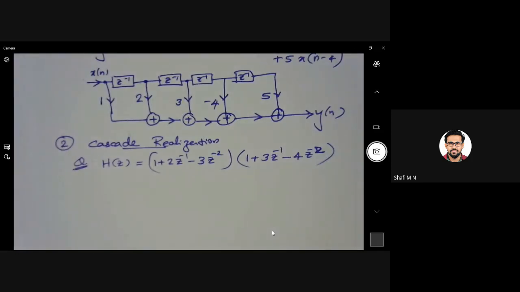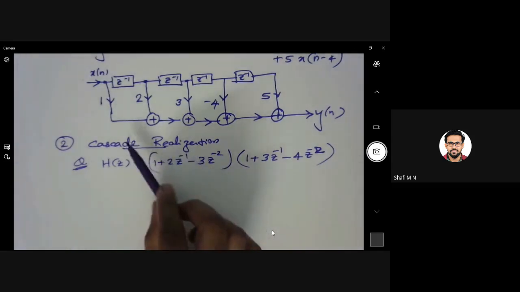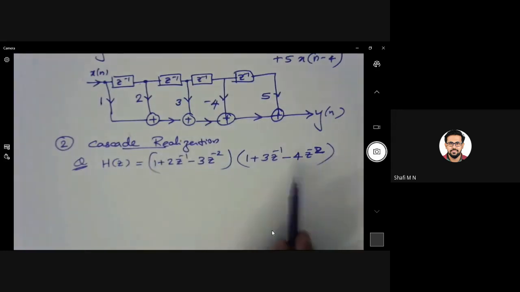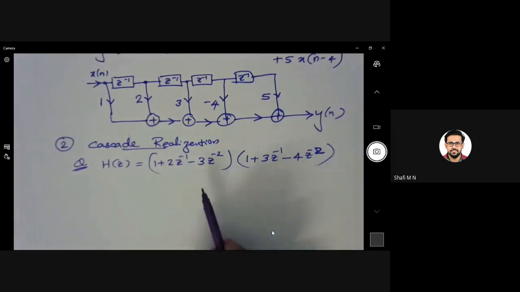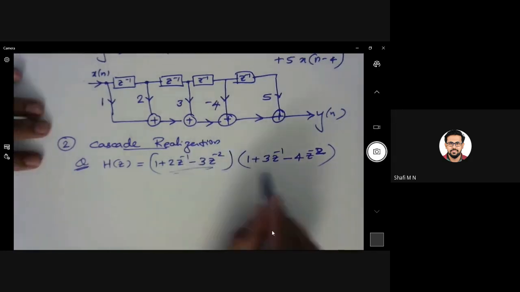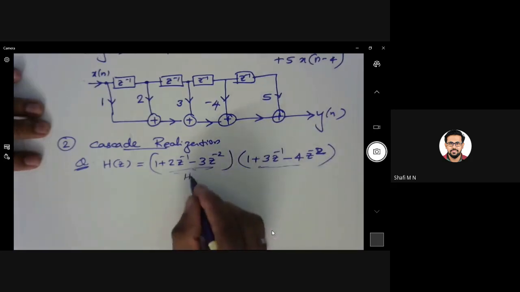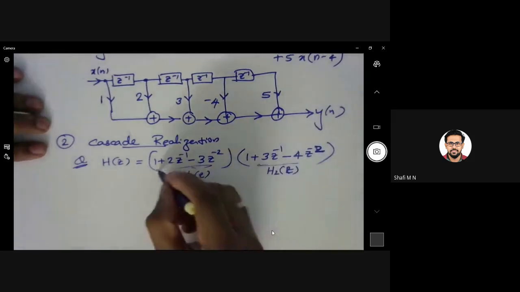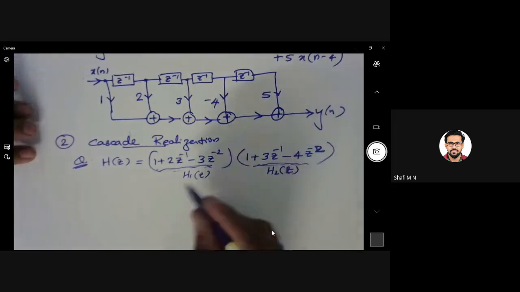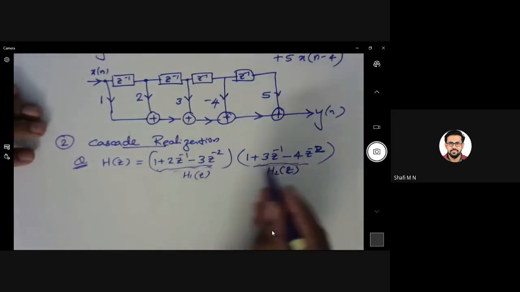So this is again a very simple cascade realization. The important thing is you have to split your transfer function H(z) as H1 into H2, or H1 into H2 into H3. In this question, it's already split. We will try another question without splitting, where you have to split it yourself. For the first question, they have directly given it as a product of two transfer functions, H1(z) into H2(z).